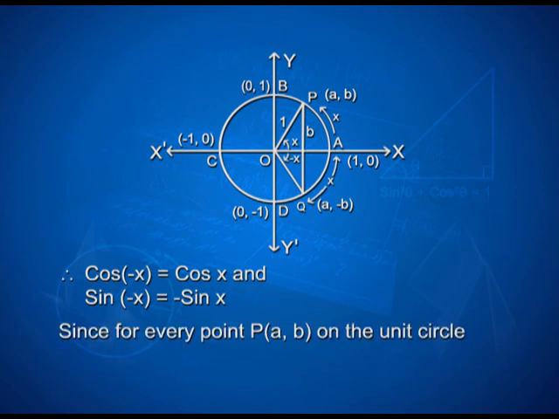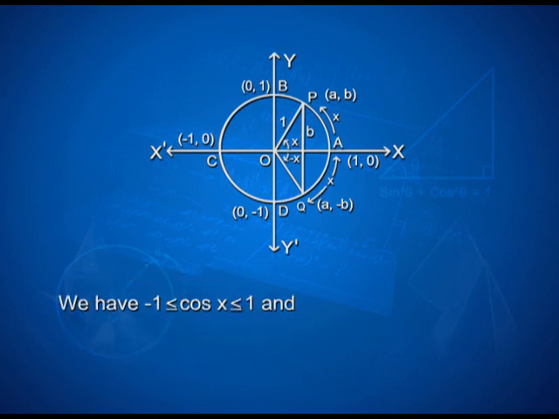since for every point P(a, b) on the unit circle, a lies between minus 1 and 1, we can write minus 1 is less than or equal to a, a is less than or equal to 1, and minus 1 is less than or equal to b, b is less than or equal to 1. We have minus 1 is less than or equal to cos x, which is again less than or equal to 1, and minus 1 less than or equal to sin x, less than or equal to 1 for all x.